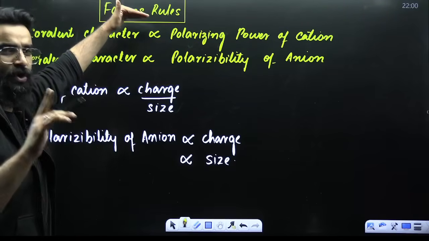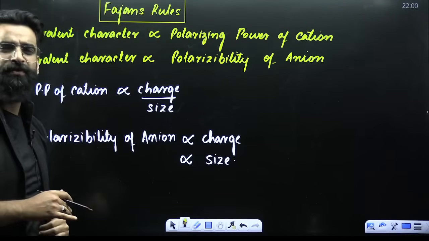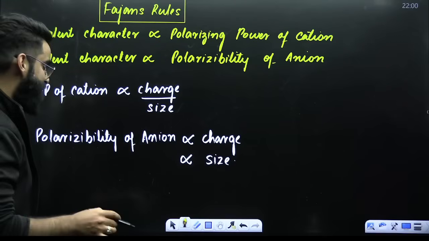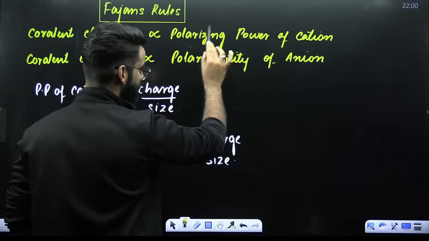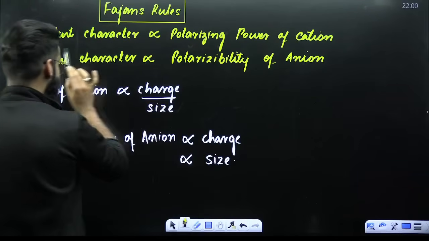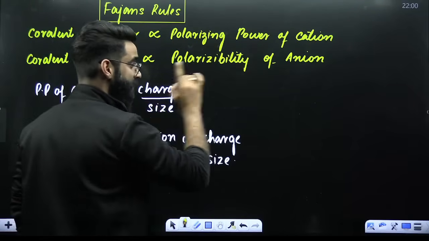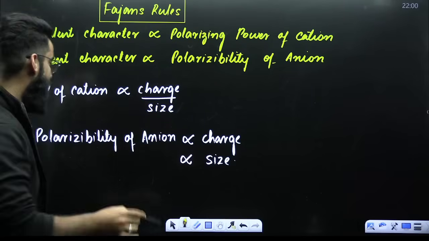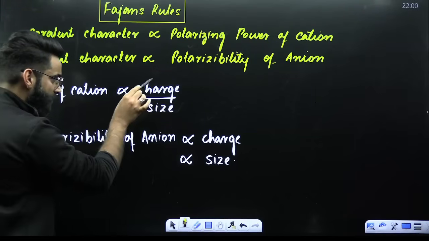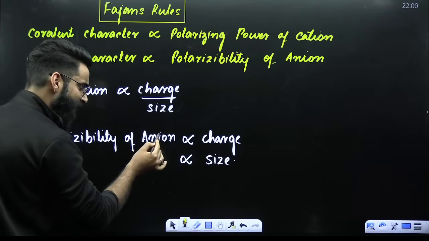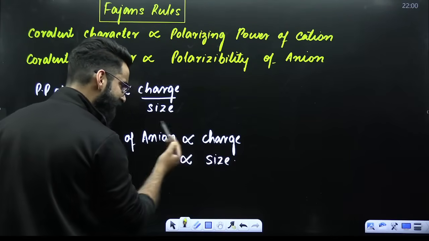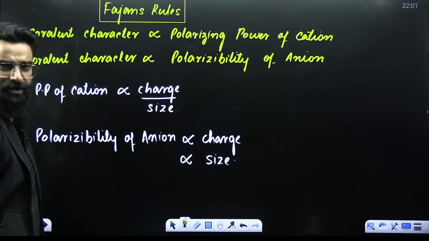My dear students, there is a short question asked every year from Fajan's rules. As per Fajan's rules, covalent character is directly proportional to polarizing power of cation, and this covalent character is also directly proportional to polarizability of anion. Polarizing power of cation depends on two factors: charge on cation and size of cation. Polarizability of anion depends on charge on anion and is also directly proportional to size of anion.